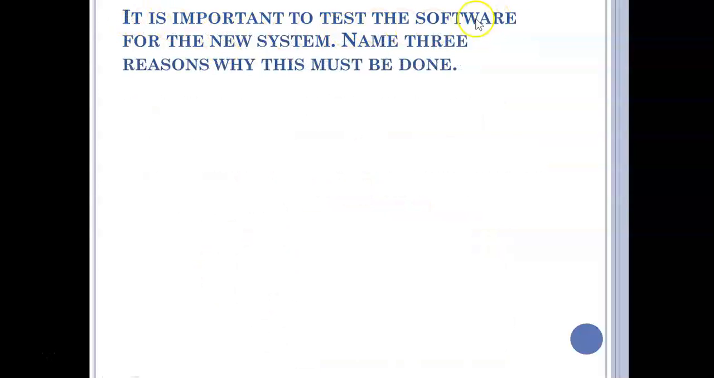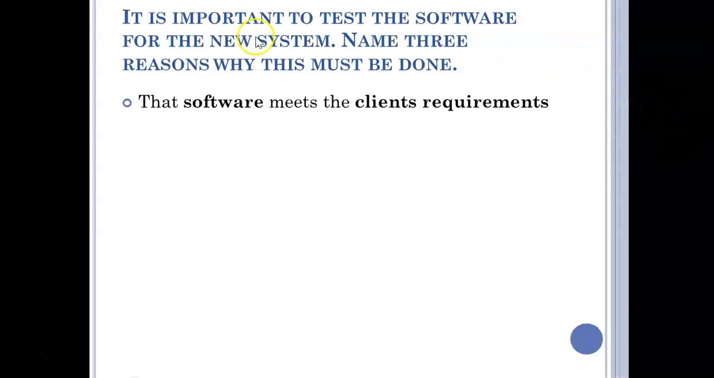It is important to test the software for the new system. Name 3 reasons why this must be done. So once you've developed the software to be used in the business or system, for example for the library, if we made a program or form system for the library, we have to test that program to make sure it works. So these are 3 reasons.